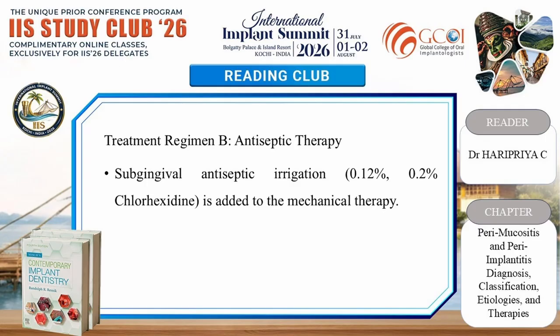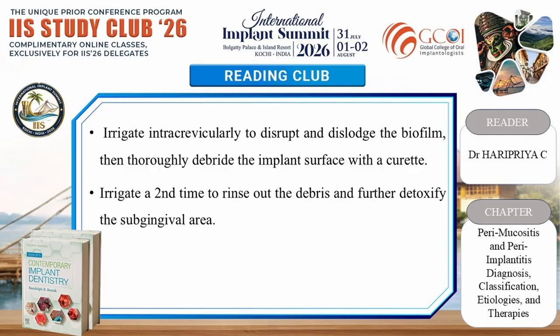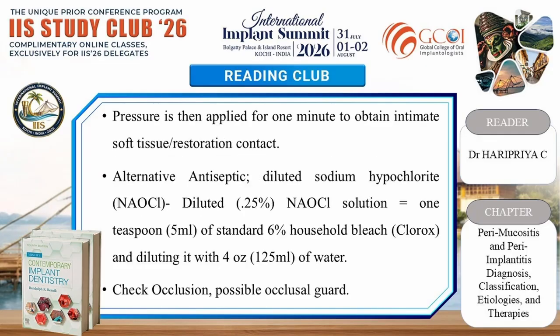Treatment regimen B, antiseptic therapy. Subgingival antiseptic irrigation: 0.12% or 0.2% chlorhexidine is added to the mechanical therapy. Irrigate intrasulcularly to disrupt and dislodge the biofilm, then thoroughly debride the implant surface with a curette. Irrigate a second time to rinse out the debris and further detoxify the subgingival area. Pressure is then applied for 1 minute to obtain intimate soft tissue or restoration contact.